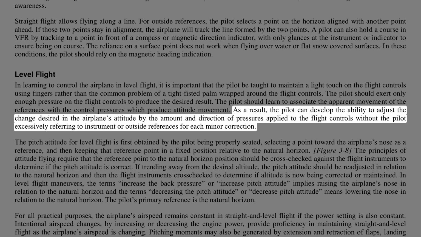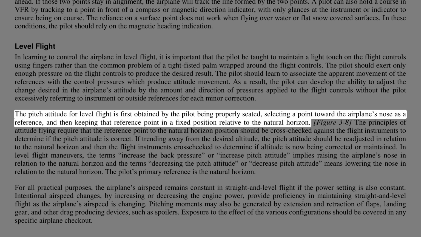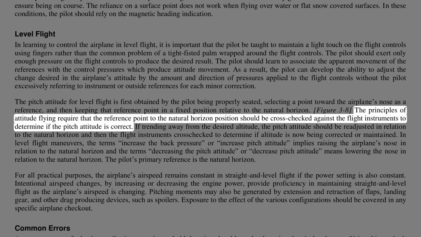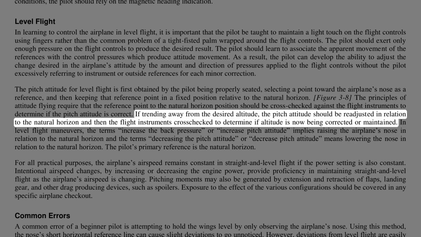The pitch attitude for level flight is first obtained by the pilot being properly seated, selecting a point toward the airplane's nose as a reference, and then keeping that reference point in a fixed position relative to the natural horizon. The principles of attitude flying require that the reference point to the natural horizon position should be cross-checked against the flight instruments to determine if the pitch attitude is correct. If trending away from the desired altitude, the pitch attitude should be readjusted in relation to the natural horizon and then the flight instruments cross-checked to determine if altitude is now being corrected or maintained.